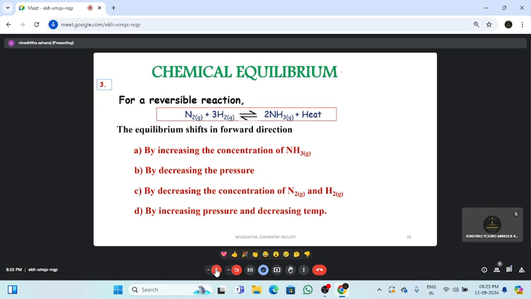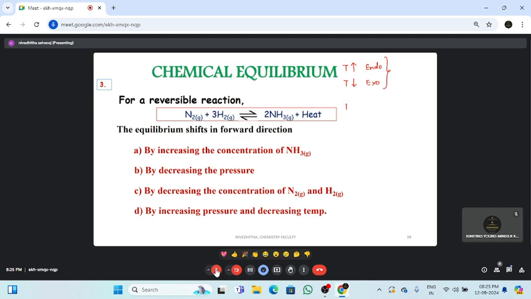Whenever the system is at equilibrium, we can disturb the system in terms of temperature, pressure, or concentration. But that disturbance can be nullified by the reaction either by shifting in forward or reverse direction. If you increase the temperature, the reaction will move towards the endothermic reaction. If you decrease the temperature, the reaction will move towards the exothermic reaction. This is in terms of temperature.